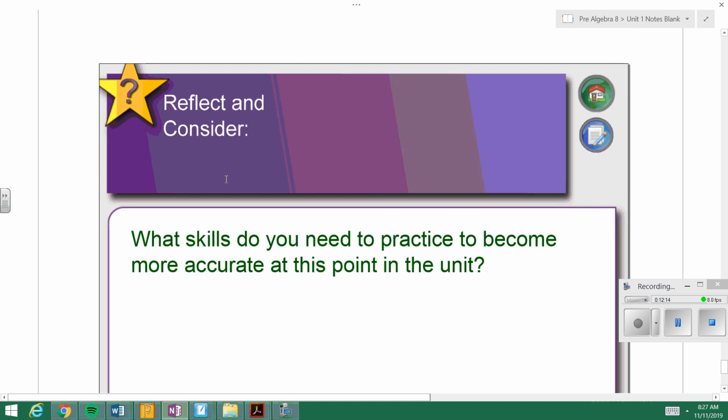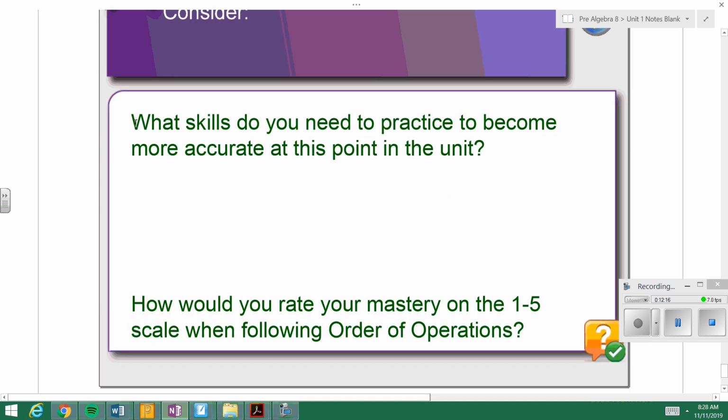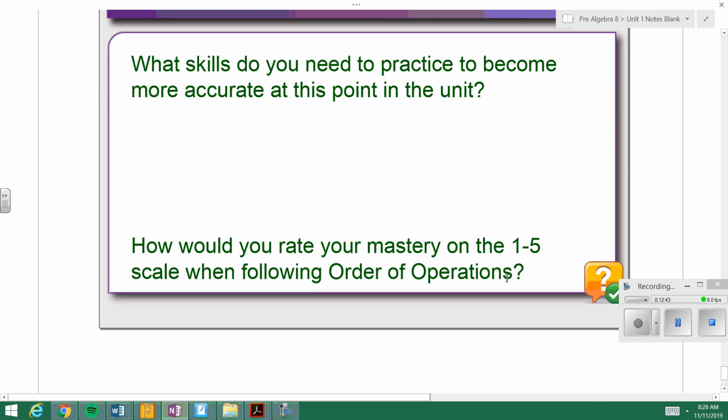Okay? Now, when you were going through this and you're at this particular time, we just did a whole bunch of fractions and we just did a whole bunch of decimals in the last 2 weeks. What skills do you need to practice to become more accurate at this point in the unit? Adding, subtracting, multiplying, dividing fractions, adding, subtracting, multiplying, and dividing decimals. And then how would you rate your mastery on the 1 to 5 scale when following the order of operations? Did you disobey GEMDAS at any point in time?